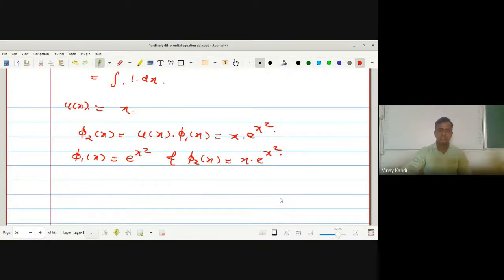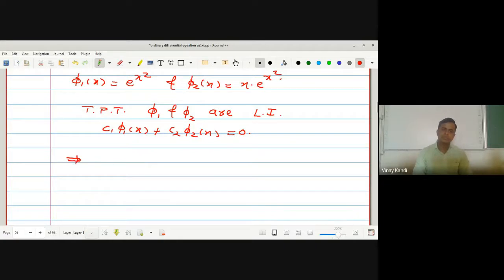Second order homogeneous differential equation. Now we have to prove that these two solutions are linearly independent. To prove that phi 1 and phi 2 are linearly independent, let C1 phi 1 of x plus C2 phi 2 of x is equal to 0. It implies C1 e raised to x square plus C2 x into e raised to x square is equal to 0.